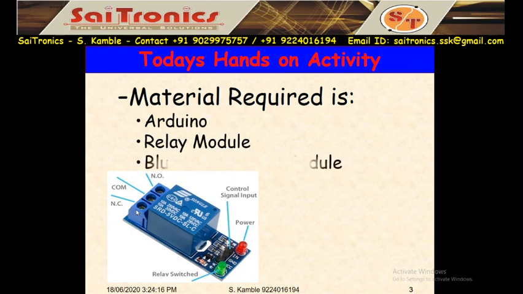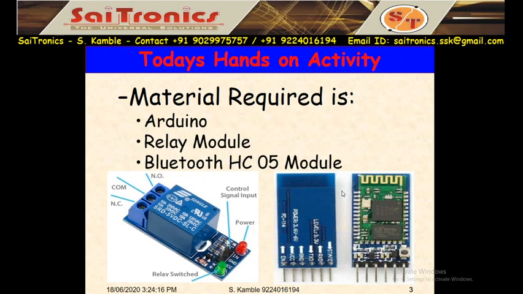Again we require Bluetooth. The Bluetooth name is HC05 and its password is 1234. There are 6 pins but we are using only 4 pins: VCC, ground, TXD, RXD. It will operate on 5 volts. So this is our Bluetooth. The cost of the Bluetooth is 300 rupees. So 300 plus this 60 rupees plus Arduino is the cost of our system.